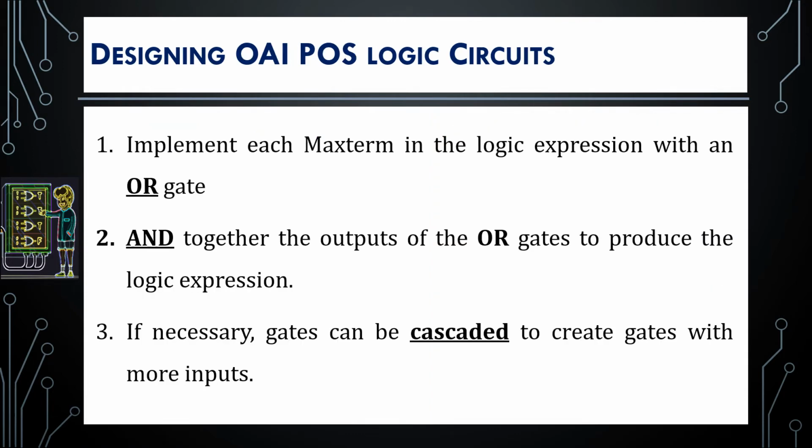Now let's look into the designing of product of sum expressions. As we know, product of sum expressions consist of sum terms or the max terms, right? These max terms can be implemented using an OR gate. So the first step is to implement each max term in the given logic expression using an OR gate. Then the outputs from these OR gates are multiplied with the help of an AND gate to produce the logic expression. And if necessary, the gates can be cascaded to create gates with more inputs. So this is the procedure for implementing the POS expressions.